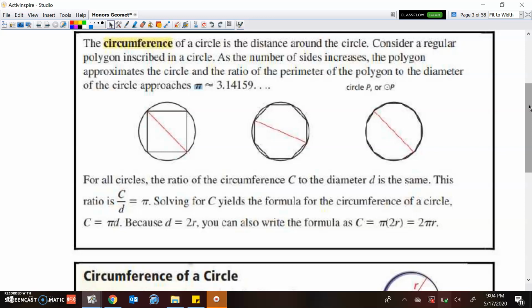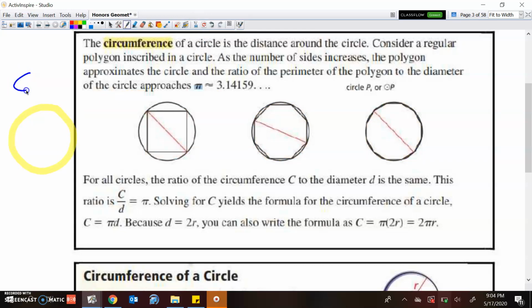Circumference is the distance around a circle. This here just starts to relate it to perimeter, as how the perimeter compares to a circle. They say the more sides of a polygon are created, the more our polygon starts to look like a circle, and the perimeter of the polygon starts to approach pi. Okay, so that's all that picture is showing.